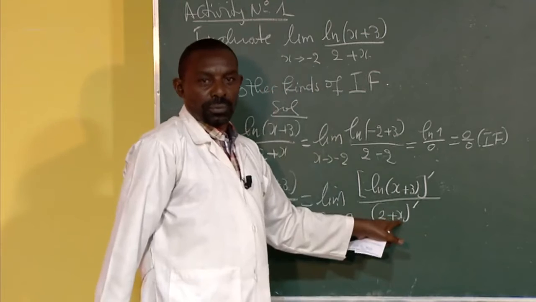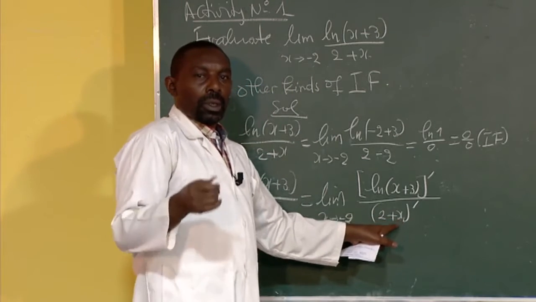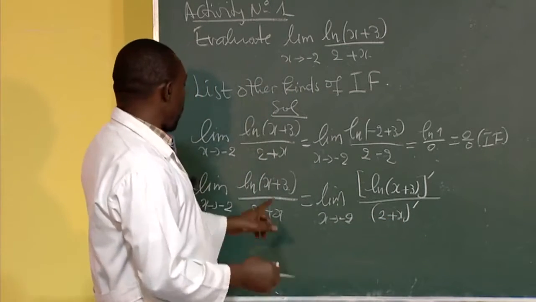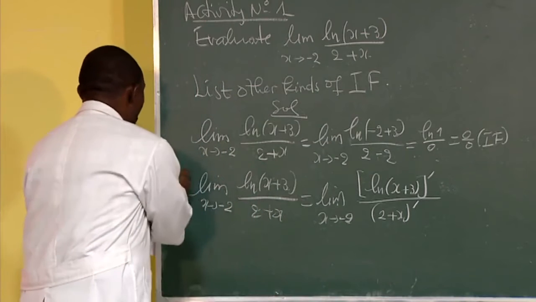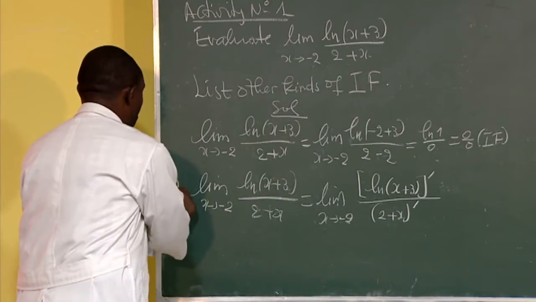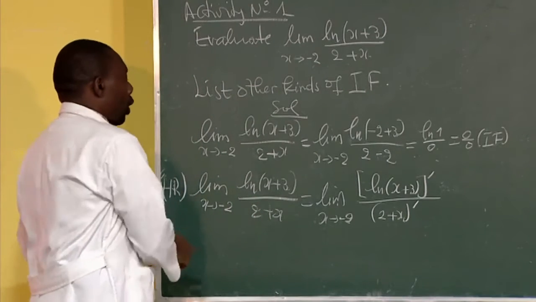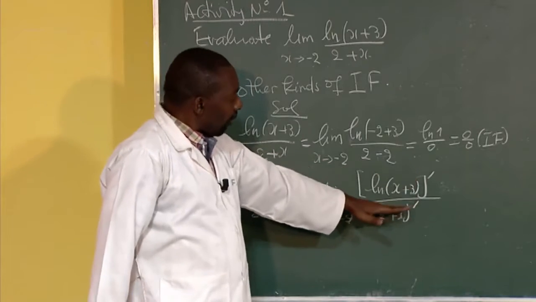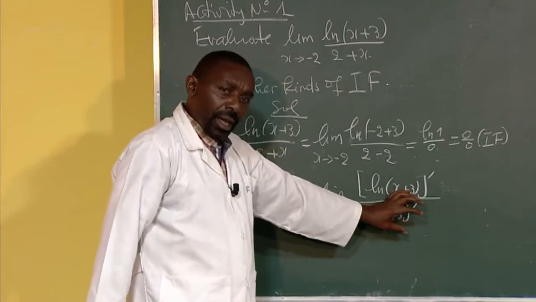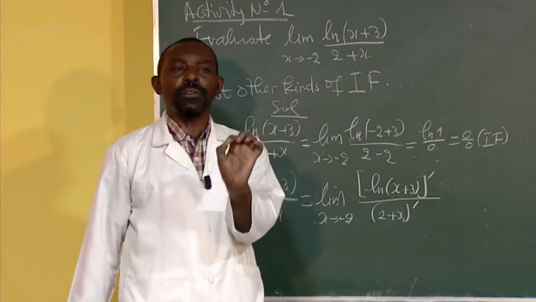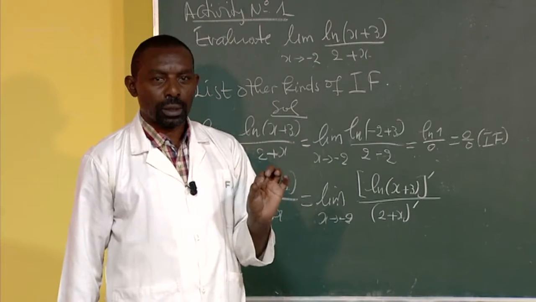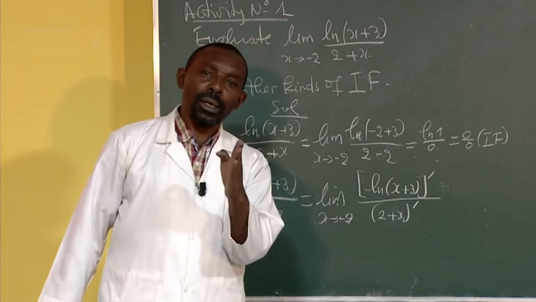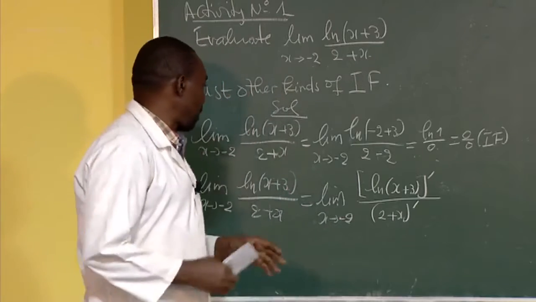Pay attention here. Most of the time you make mistakes when you apply the hospital's rule. You differentiate the numerator, and thereafter you differentiate the denominator, not the derivative of a quotient. Are we together? Yes, thank you very much.